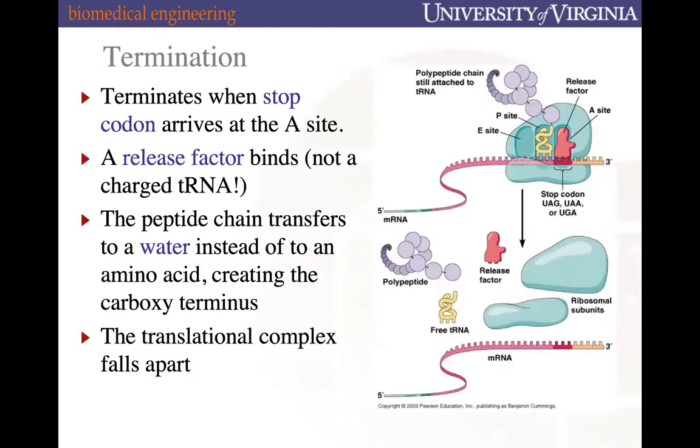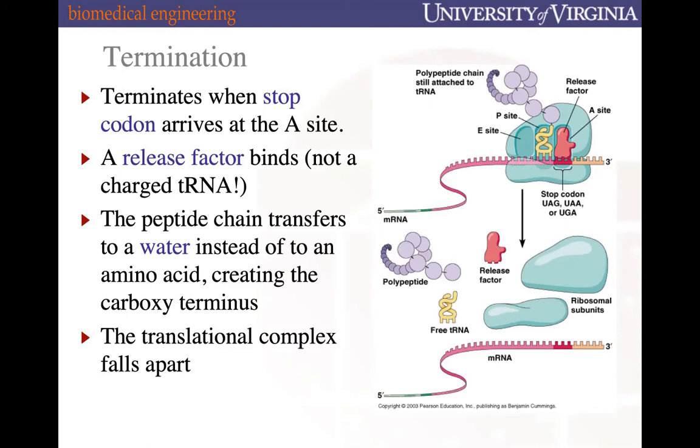The final step in this process is termination. Termination is when the stop codon arrives at the A site. As we have described up to this point, there are specific transfer RNAs with an anticodon that is complementary and recognizes a specific codon. For the stop codon, there's not a transfer RNA associated with it, but rather a different molecule called a release factor. It is not a charged transfer RNA.